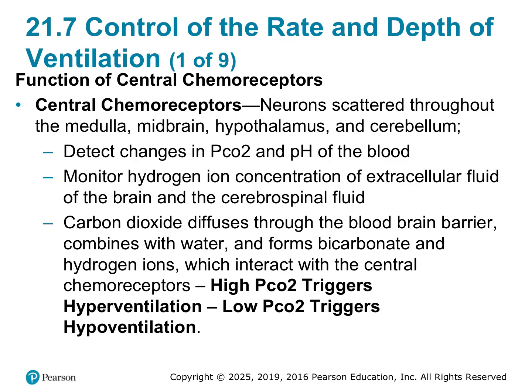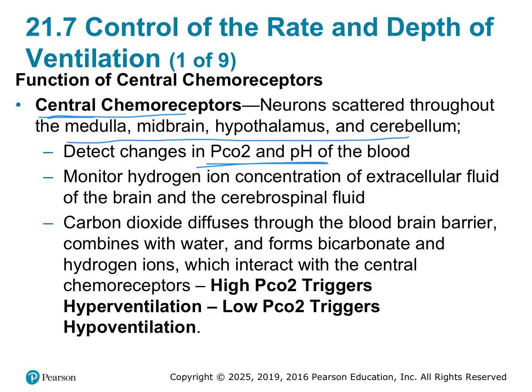So for control of ventilation, we have to be monitoring what's happening in the body, and we have chemoreceptors in two different places. We have central chemoreceptors and then we have peripheral chemoreceptors. The central ones are going to be scattered throughout the brain. So medulla, midbrain, hypothalamus, cerebellum, we have chemoreceptors there. The chemoreceptors here are primarily looking at partial pressure of carbon dioxide and pH of the blood.